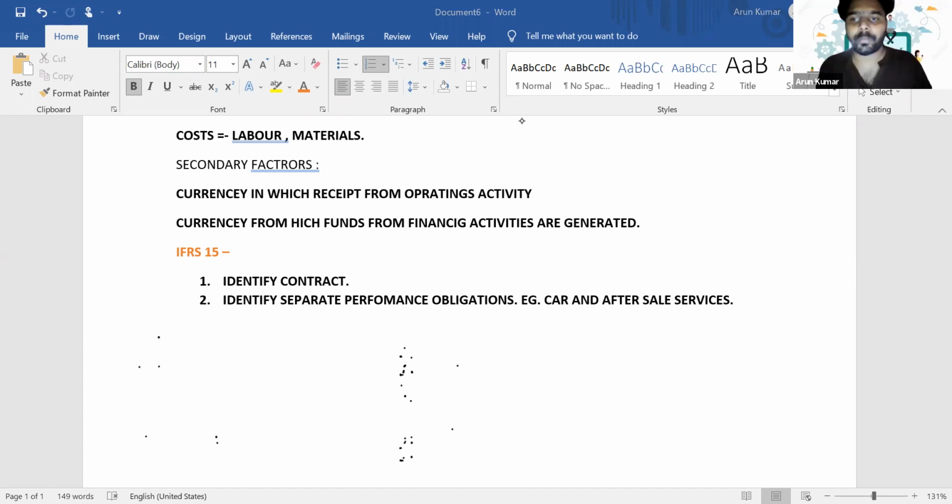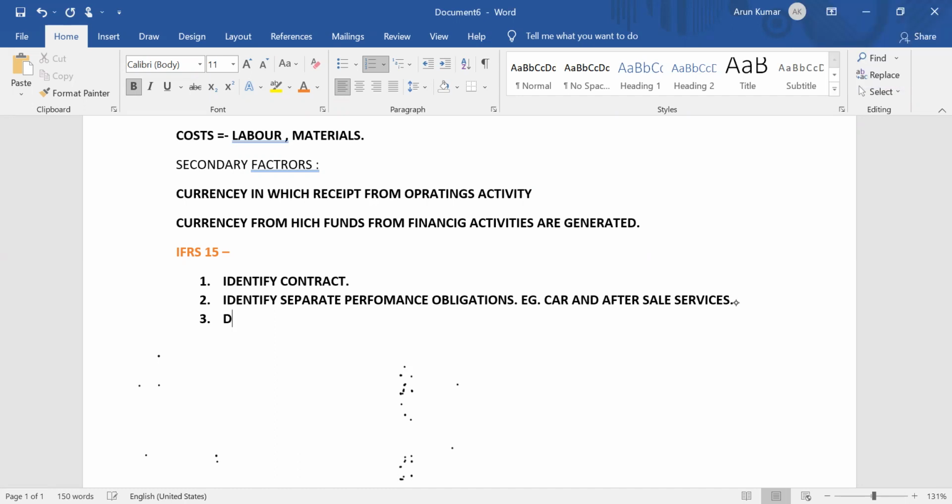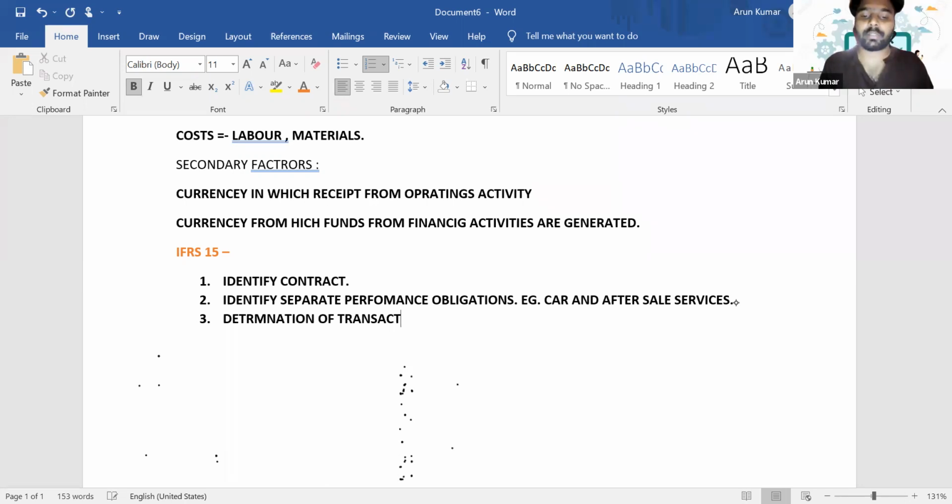Are you getting it? So you always have to read the question properly and identify how many performance obligations there are, because you can get questions like that. And the next step is determination of transaction price. So how will you determine the transaction price? When we determine the transaction price, we have to consider certain items.